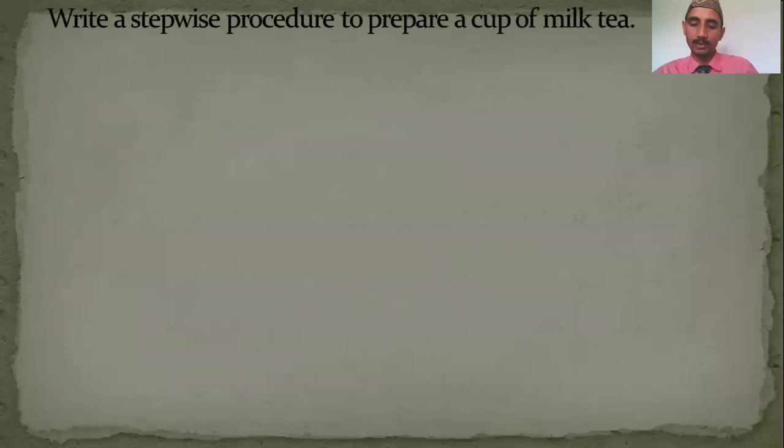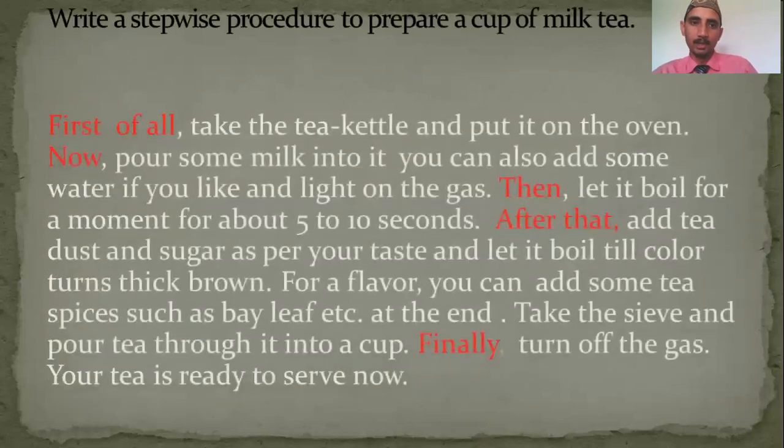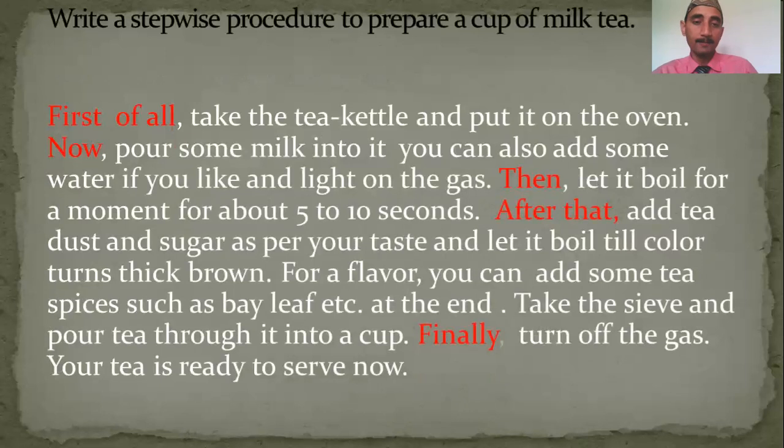So we have written this pointwise. The next one follows in a paragraph. So everything is the same here, except the numerals. So you can see the example yourself. First of all, take the tea kettle and put it on the oven. Everything is the same, yes.